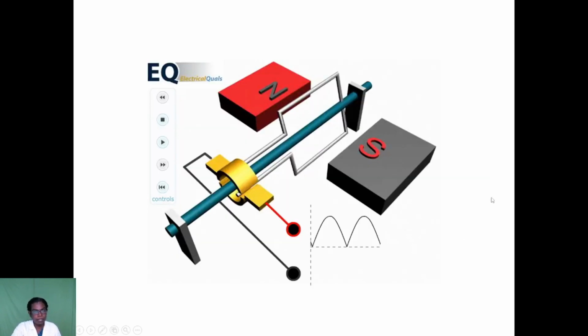Next, this is the graphical diagram of the DC generator, a simple generator. In that generator we have the north pole and south pole. This is the field winding, that means the stator, and this is the armature, the rotor, and this is the shaft and brush. The brush gives the output, that means the EMF.